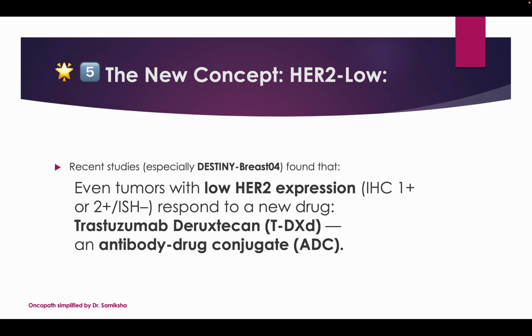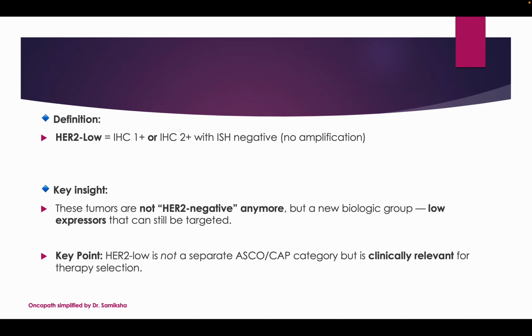However, recent studies, especially the DESTINY-Breast04 trial, have found that even the tumors with low HER2 expression, that is an IHC score of 1+ or a 2+ with in situ hybridization being negative for gene amplification, also respond to a new drug, Trastuzumab Deruxtecan, which is an antibody-drug conjugate. Because of this, these tumors are no longer considered HER2 negative. They are considered a separate biological group, that is low expressors, which can still be targeted by some therapy.